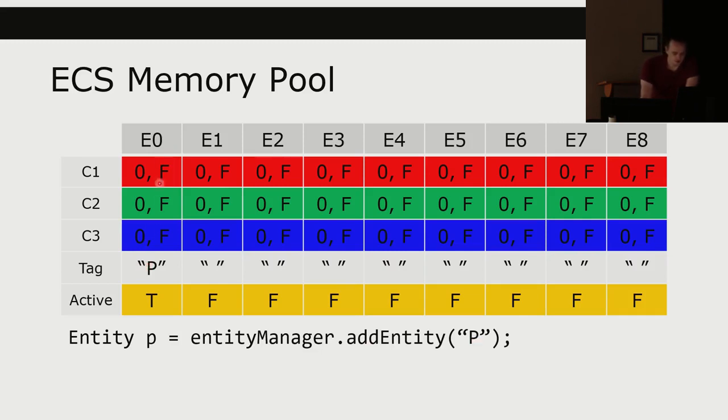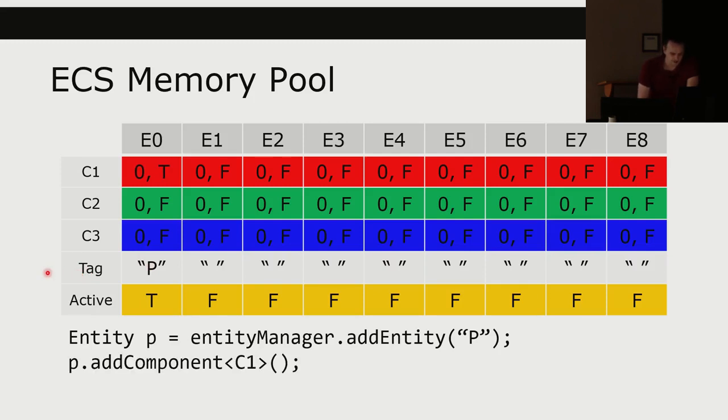So up here, what this means is that C1 has some data associated with it. Now, it's probably not just going to be a single integer, but this is just for illustrative purposes. This F means false. This component has not yet been set, right? The data is there, the data is alive, but the component has not been added to this entity yet. That's why that's false. Down here, active means true, so this is an active entity that is alive in our game somewhere, and it has a tag of P.